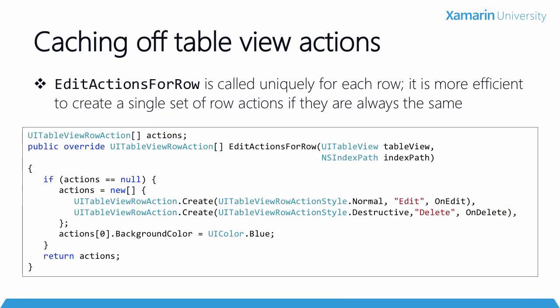Remember that this method is called each time you swipe on a row, and it gets passed the TableView owner and an index path of the row that's being interacted with. You can create an array of actions and return a unique set each time.